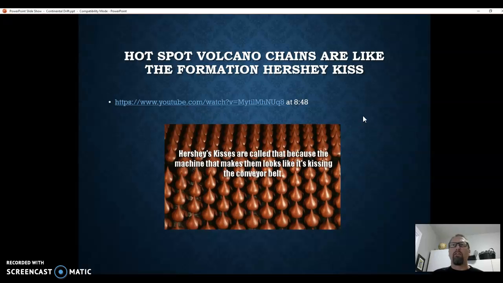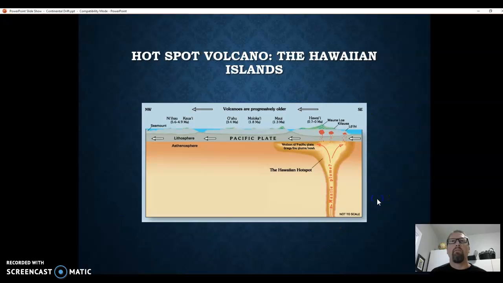So if you think of Hershey Kisses, there's a little nozzle. That nozzle squirts out a little bit of chocolate onto this conveyor belt, and then that conveyor belt moves away from the nozzle. So that nozzle is stationary. It doesn't move, right? That's your hotspot magma chamber, right? It doesn't move, but the Hershey Kisses move away from that. And as they move away from the nozzle, they're cooling down to form the chocolate that we can put a wrapper on. And that's very similar to what's happening in these hotspot locations.